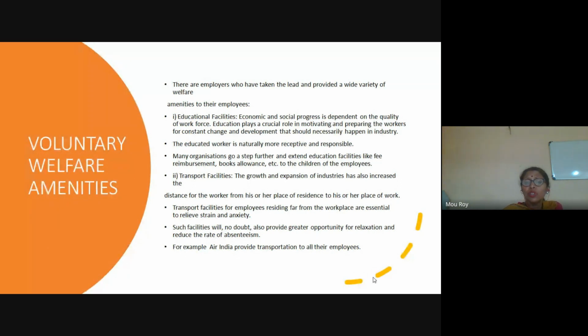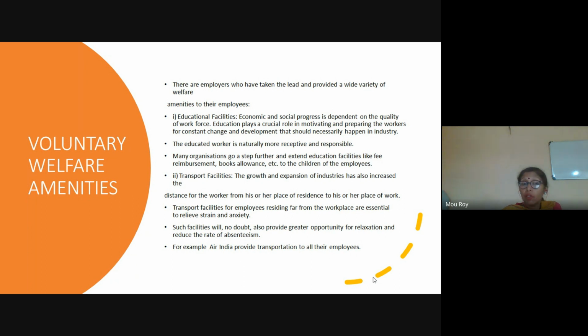Then sometimes the employees need transport from their residence to the workplace. In that case, transport facilities are provided to the employees who reside far from the workplace, so that they need not think every day about using their own vehicles, the to and fro, the petrol prices increasing, and sometimes the distance is also a factor. Not all companies, in fact many companies, don't provide these facilities, but some companies do provide them to their employees.